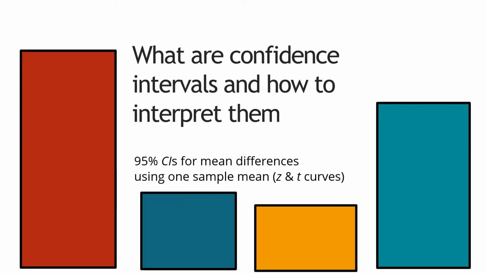What are confidence intervals and how to interpret them? This video focuses on 95% confidence intervals for mean differences in research situations when you're using one sample mean.